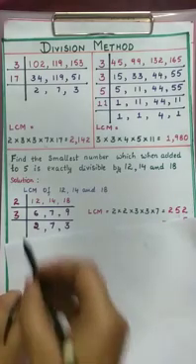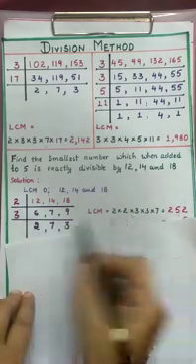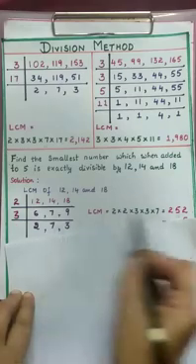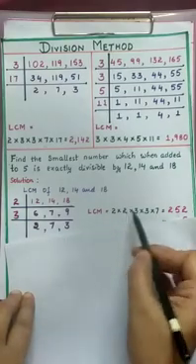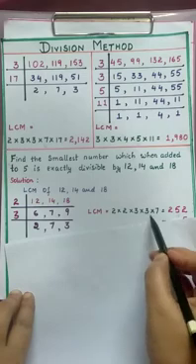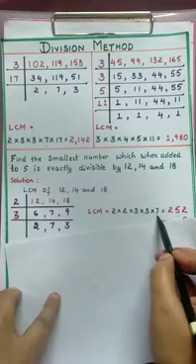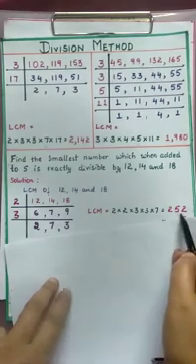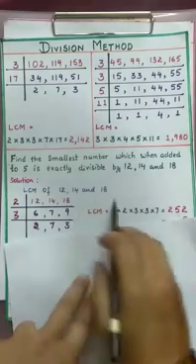Now multiply here. 2 2s, 2 3s and 1 7. 2 2s are 4. 4 3s are 12. 12 3s are 36. 36 7s are 252. Now this is the LCM of these three numbers.